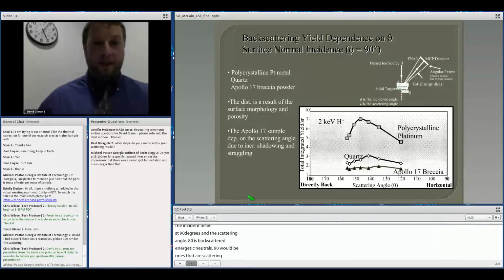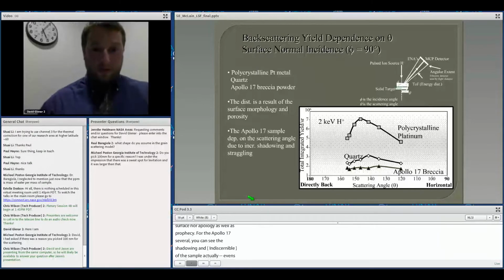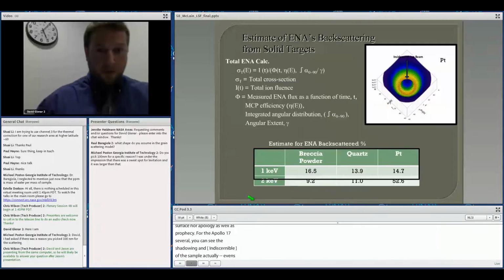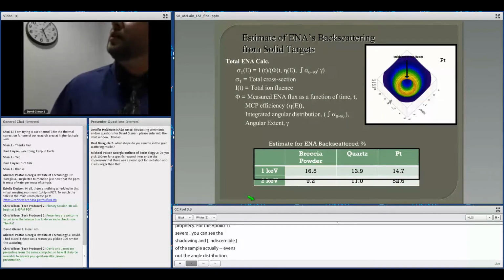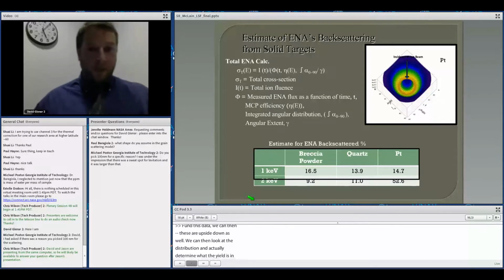It's clear from this plot here that the distribution is a result of the surface morphology as well as porosity. And for the Apollo 17 sample, here you can see the shadowing and the roughness of the sample actually sort of evens out the angular distribution. From these data, these are upside down as well, we can then look at this distribution and determine what the yield is in the laboratory and compare it to what the observations are.